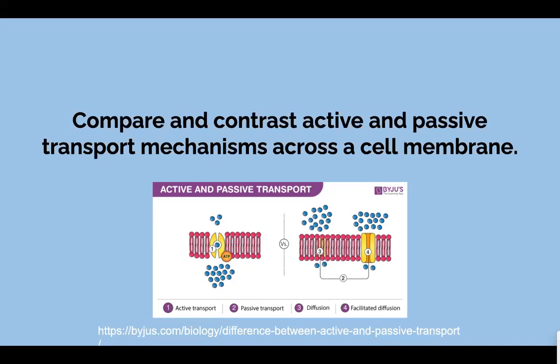The key differences between active and passive transport include the requirement of energy, the direction of movement relative to the concentration gradient, selectivity, and the specific mechanisms involved. Passive transport occurs along the concentration gradient without energy input, while active transport requires energy to move substances against their concentration gradient. And I added a picture of active and passive transport, comparing the two of them at once.